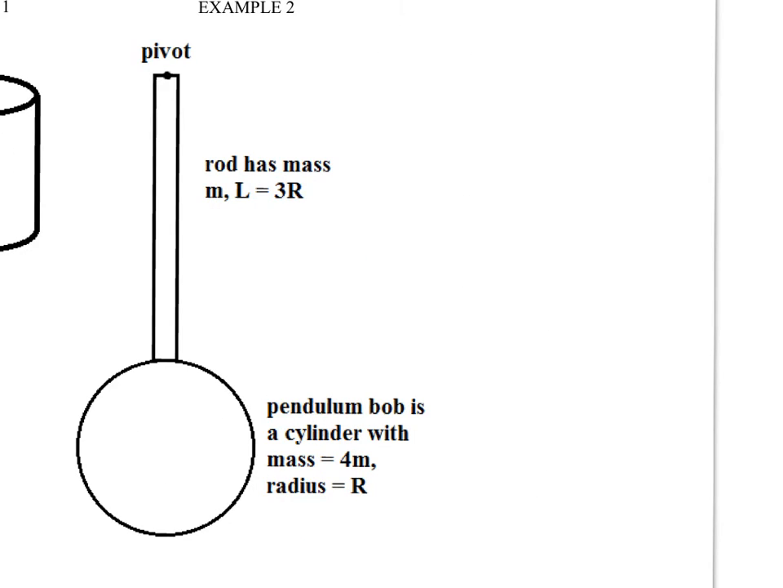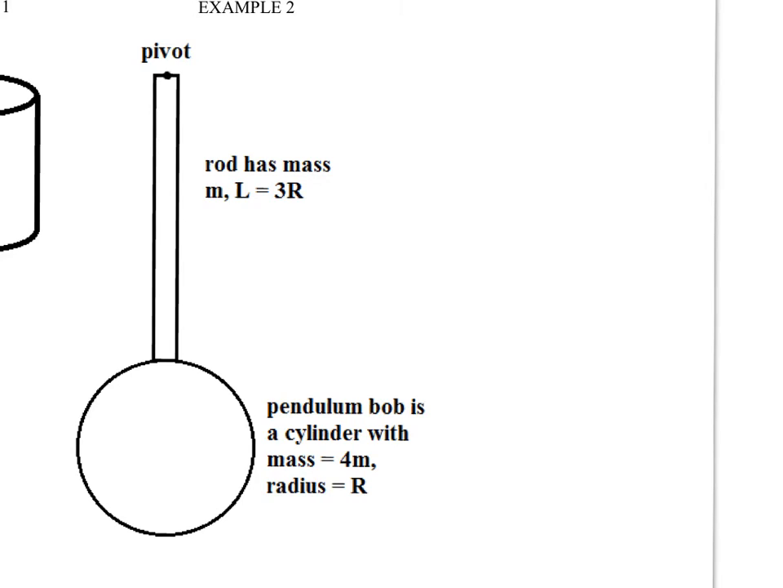Okay, and resuming. This is a new question where we've got more or less a pendulum, like you might have in a pendulum clock. The thing down at the bottom, it says, is a cylinder. Its mass is going to be 4m, and it has a radius of r. What is m? That's 4 times the mass of the rod that's holding the pendulum. And the length of that rod is 3r.